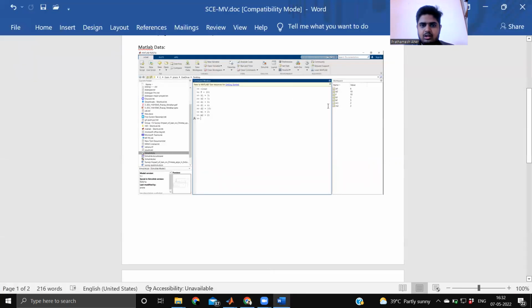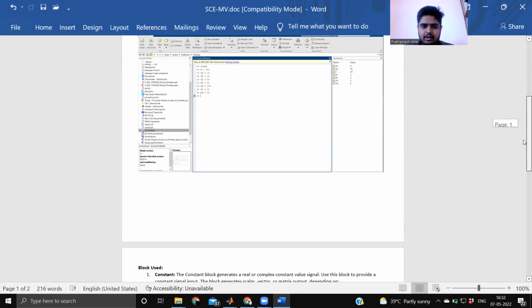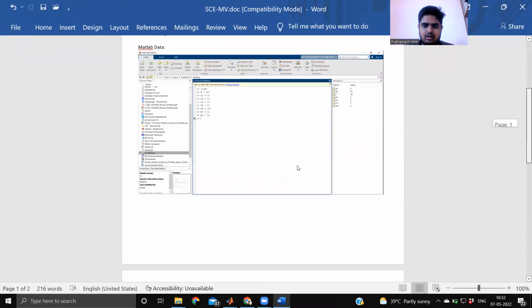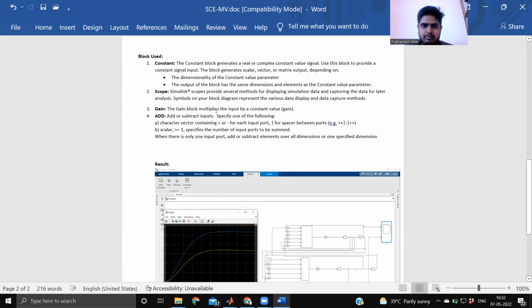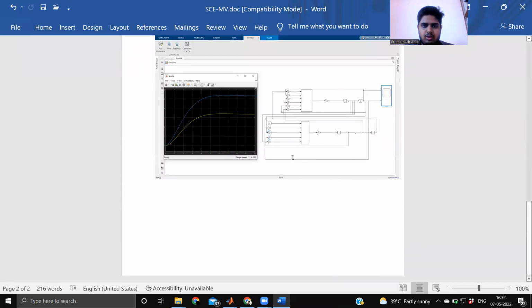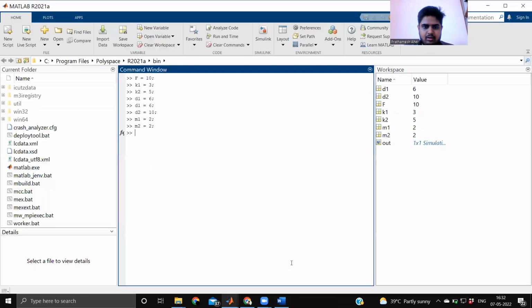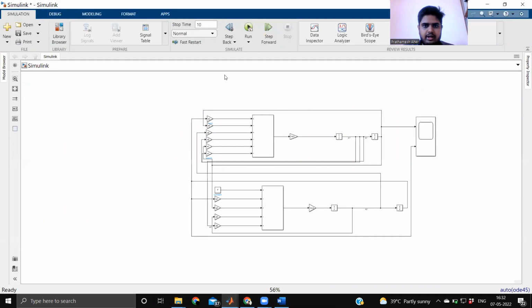This is a screenshot of all the values. Next is an explanation of all the blocks used in the diagram: scope, constants, gain, and then sums. This is the block diagram, and the result is shown.